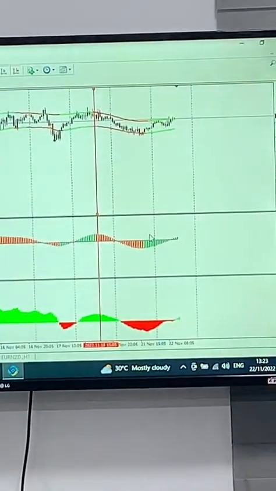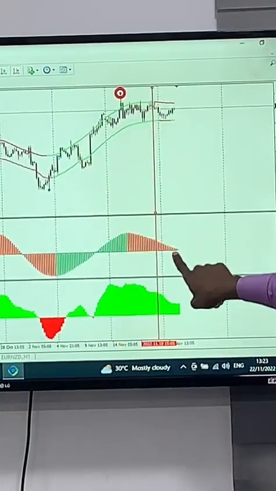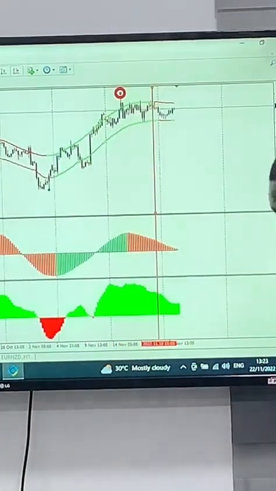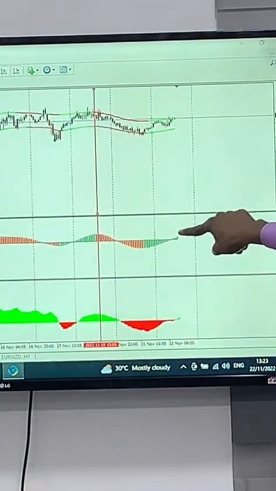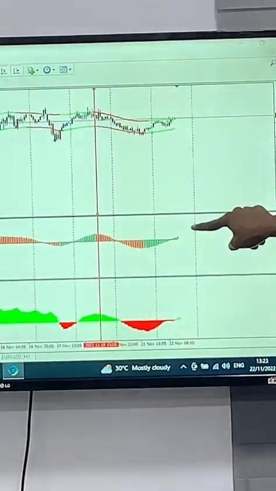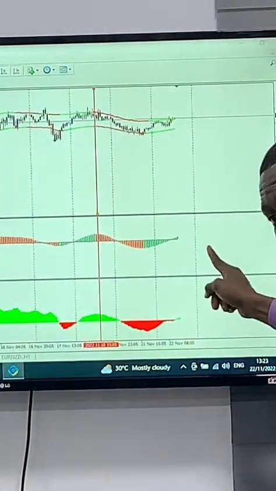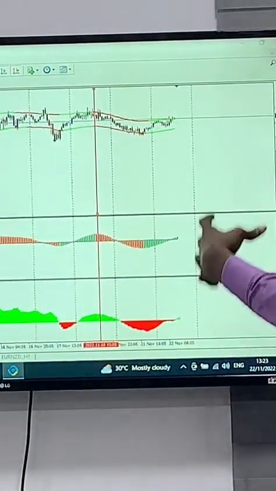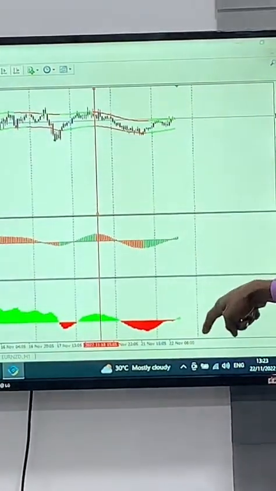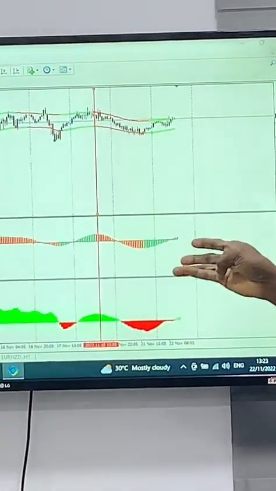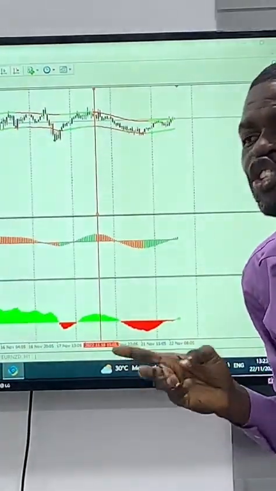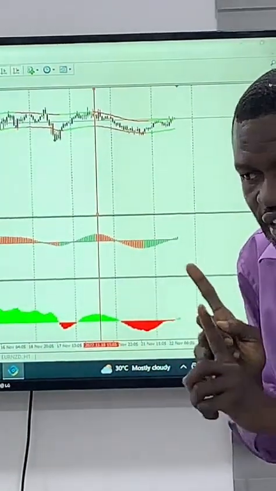Now, what happened is that my 4 hours is still telling me a sell, and my 1 hour is giving me a retracement. So once it finishes retracing, and then gives me a sell that is the same with the 4 hours, I will come in again for another sell. In this particular style of trading, I'm just playing around what is going on in the 4 hours and in the 1 hour time frame.